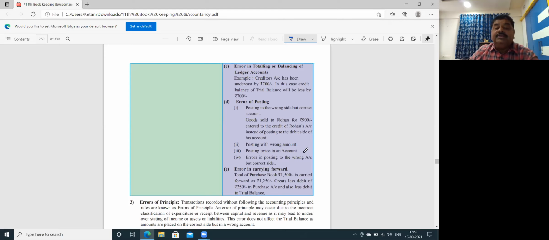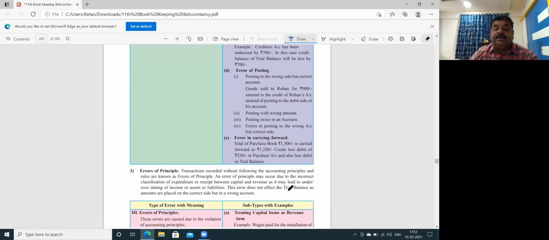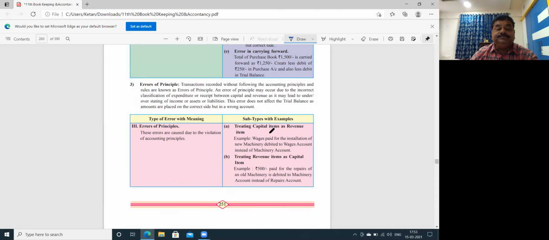Then posting twice in the account, same account, डबल पोस्टिंग किया आपने, आपको लगा मैं भूल गया, I forgot, and then you are writing wrongly 2 times. The errors in the posting to the wrong account but correct side, मतलब अकाउंट ही आपने रॉन्ग चूज किया है लेकिन करेक्ट साइड पे रिकॉर्ड किया है. Errors in carrying forward, total of the purchase book 1500 is carried forward as 1250, creates a less debit of 250 in the purchase account and also less debit in trial balance.